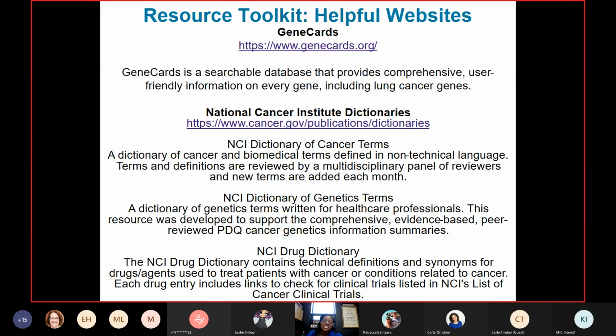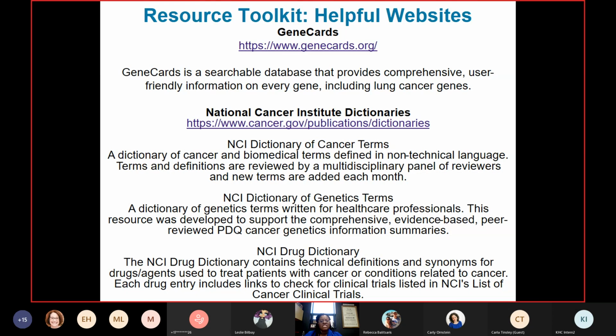There's a dictionary that has cancer terms, and this is very non-technical language, right? So there are terms and definitions, and there are a lot of reviewers, and they add terms every month, so it's up to date. You click that link, and you can see the Dictionary of Cancer Terms, so there will be lung cancer terms there. There is also a dictionary of genetics terms, because so much is known about lung cancer genetics, and particularly how it's tied to different therapies and treatments. So if you have questions about that, you can type that into the genetics terms. That would help you.